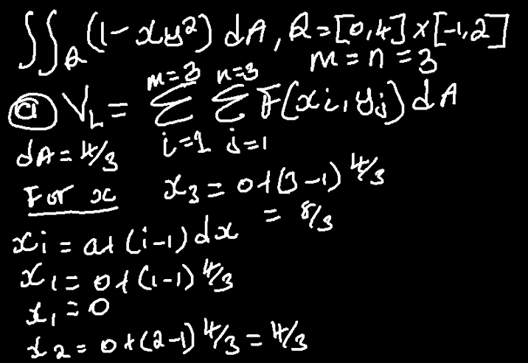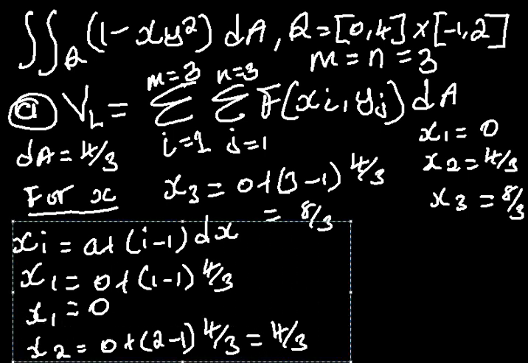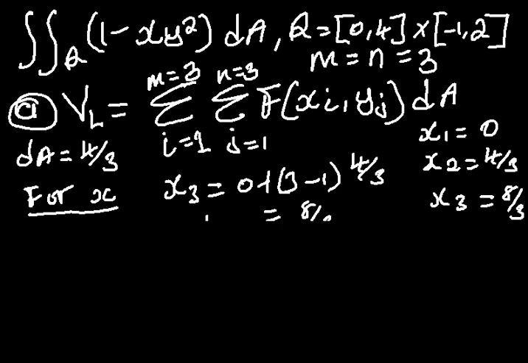Since the sample points have to be 3, that means we'll stop there. So in this case, let me highlight them here. x1 is given as 0, x2 should be given as 4/3, and x3 should be given as 8/3. So in that way, you have obtained the sample points for x.